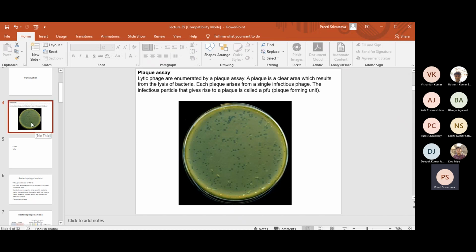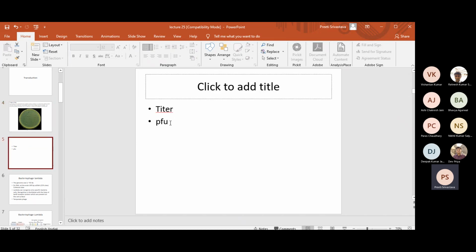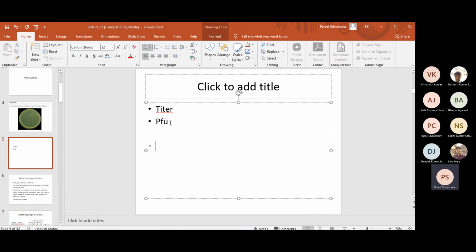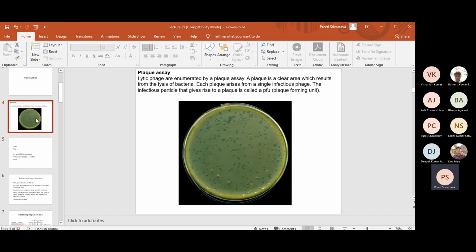So when we talk about lytic phages, the examples are P1 and P22. P1 and P22 both are examples of lytic phages. The temperate phages, lambda, right? And I told you about M13 that it is a lytic phage, but it will not give you this PFU. It will not form plaques, it will not form clearance zones.